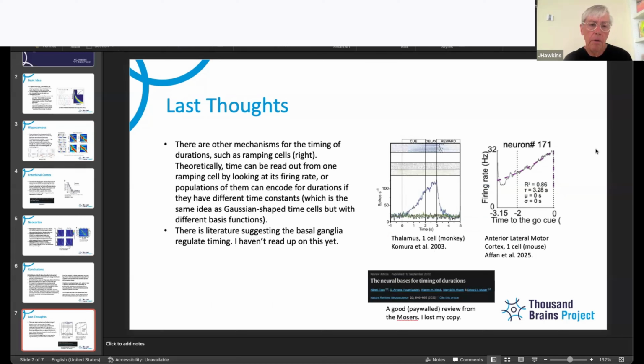But this timing between elements for melodies is not exactly the same. I don't think so. It could be. I don't know. We don't know enough about it.